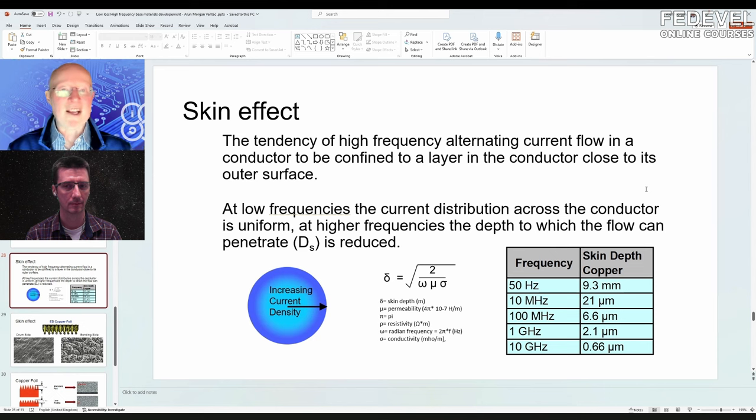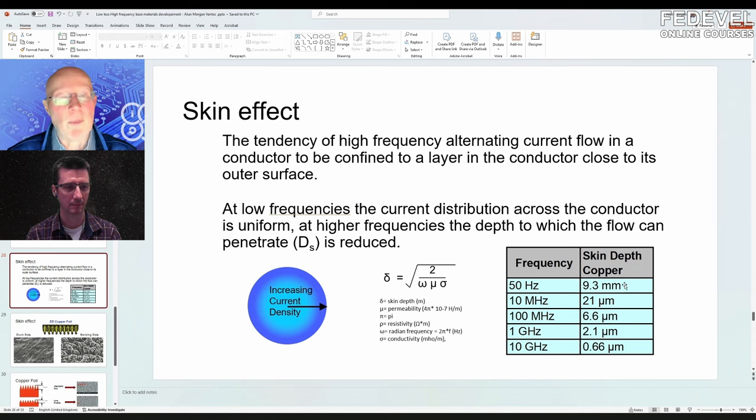The problem mainly is the skin effect, which we've heard about probably many times by now, and I've been talking about this for a great many years. It's basically the tendency of the current to flow on the outside of a conductor at high frequencies. It's a kind of eddy current effect, if you like. If you look at this image here, you see that the current density increases towards the outside of the conductor depending on frequency. There's an equation which you can pick up for this, and I just put numbers into the equation. At 50 hertz, the skin depth is 9 millimeters.